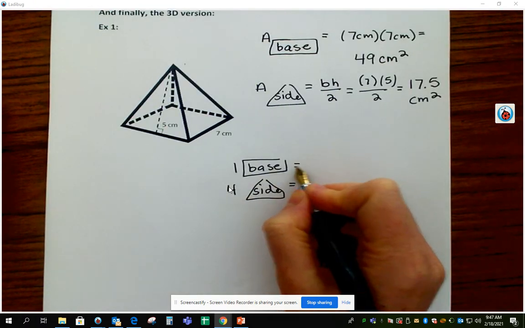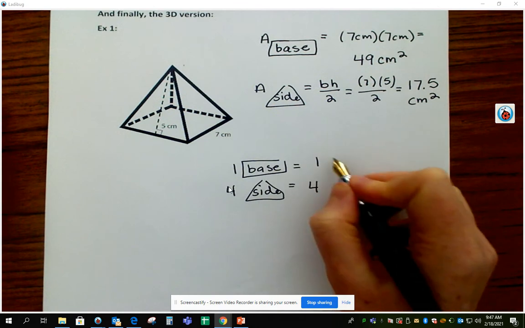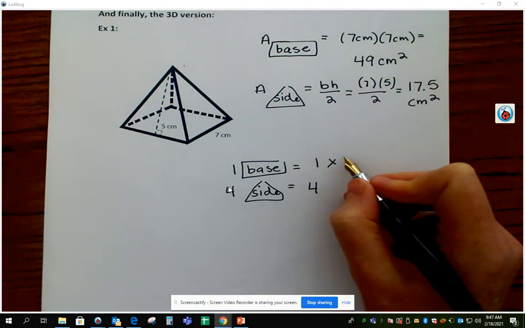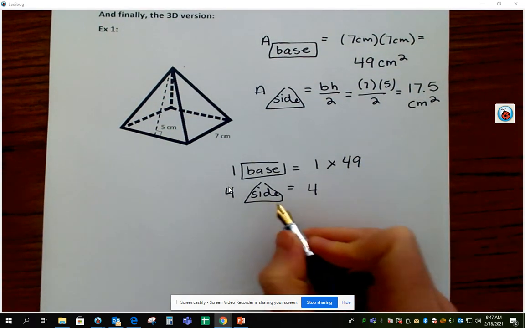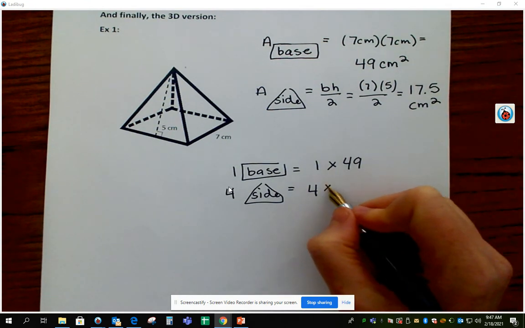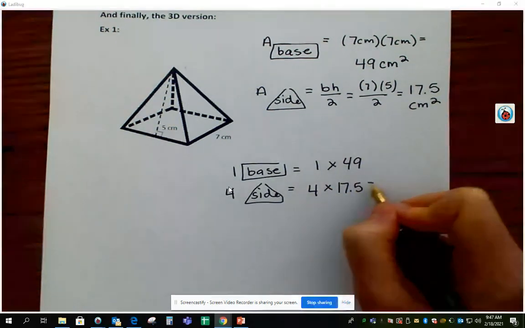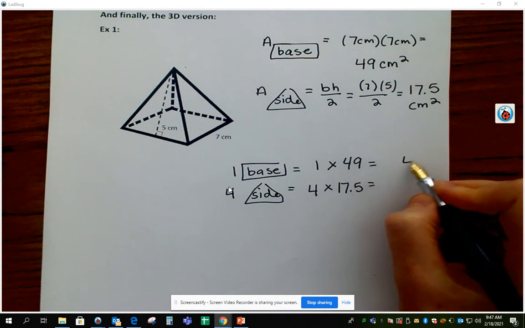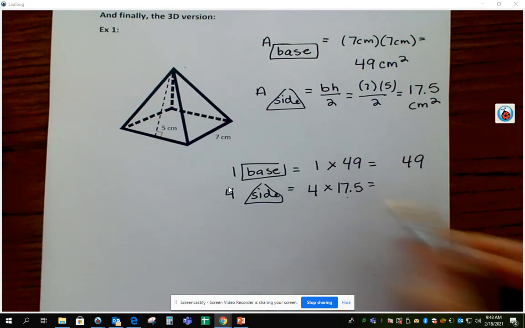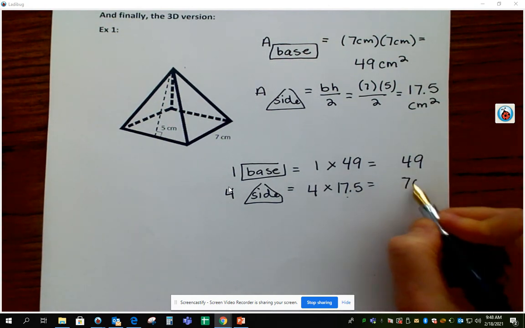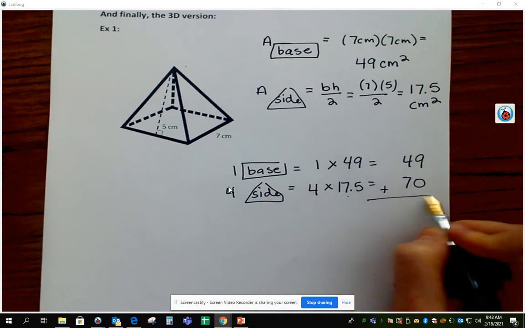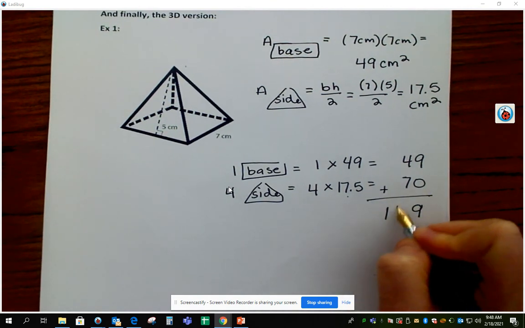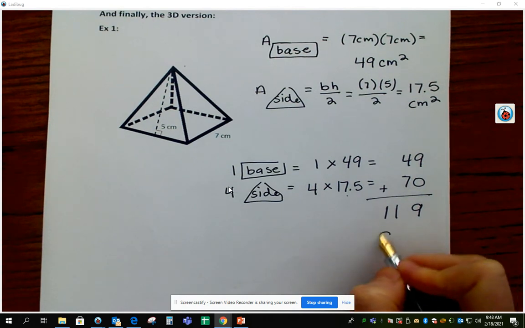So I'm just going to do my multiplying. 1 times area of the base, 49. 4 times area of the side, 17.5. When I do that, I get 49 up here. And then 4 times 17.5 is 70. Add them up. And I'm going to have 119 centimeters squared.